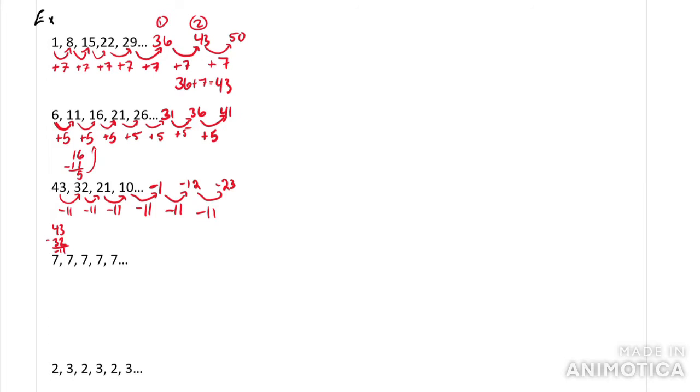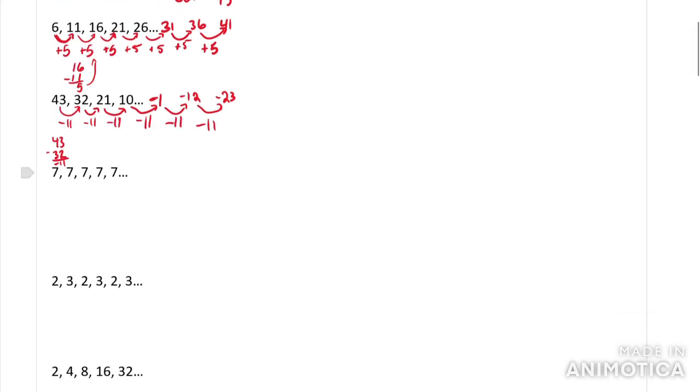All right, next pattern, super tricky one, 7, 7, 7, 7, 7. Well, we can probably guess what the next three are going to be without even thinking about it. It's going to be 7, 7, and 7. But what's actually happening here is the pattern is that I'm adding 0. I'm not changing it. So 7 plus 0, oh, that's 7. And I can keep going.